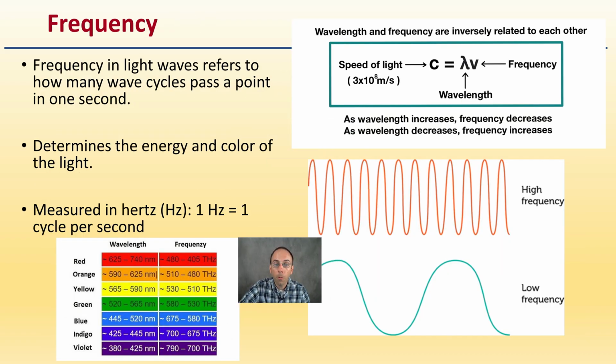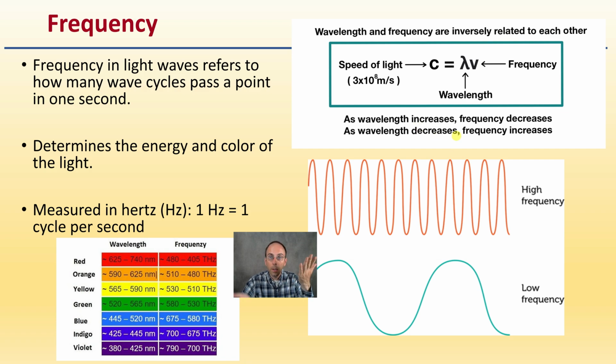And this brings us, of course, to frequency. Frequency in light waves refers to how many wave cycles pass through a point in a given second, and this determines the energy and color of the light. Measured in hertz, 1 hertz essentially means 1 cycle per second. I just told you those wavelengths directly relate to color, but frequencies also correlate with those colors. The reason for this is that the speed of light is fixed. So wavelength and frequency multiplied together directly give the speed of light. As wavelength increases, frequency decreases, and as wavelength decreases, frequency increases. This is what we call an inverse relationship between frequency and wavelength.